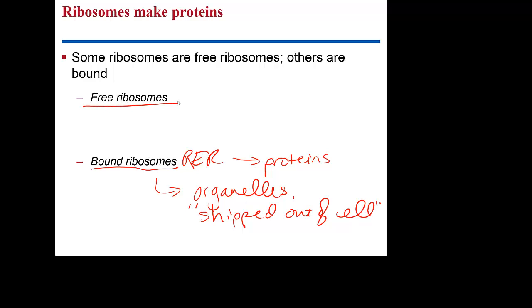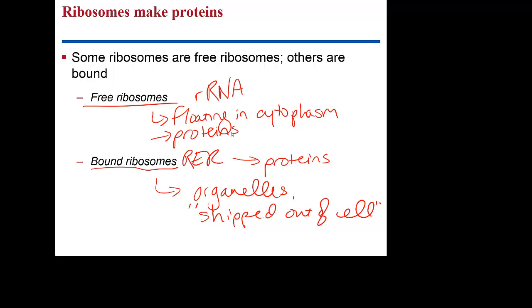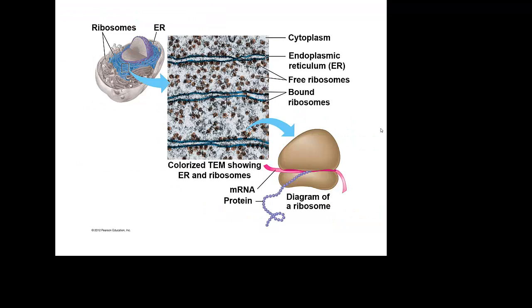Free ribosomes, still made from rRNA as usual, but these are actually floating in your cytoplasm. So floating around your cell, and their job is still to make proteins. They still make proteins, but they make proteins that are used in the cytoplasm. So location becomes very important inside your cell. When you're dealing with something so small, we have to deal with space issues a lot of the time.